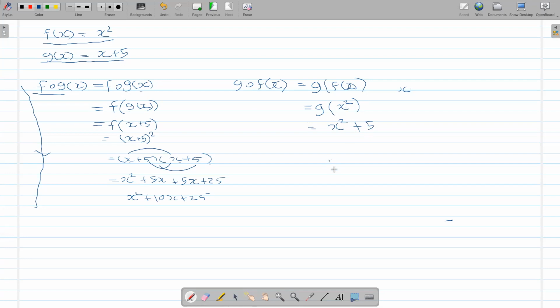Here I am taking f first. So I put x, I get out x squared. Then this one, the x plus 5 function, so I get x squared plus 5. Okay.